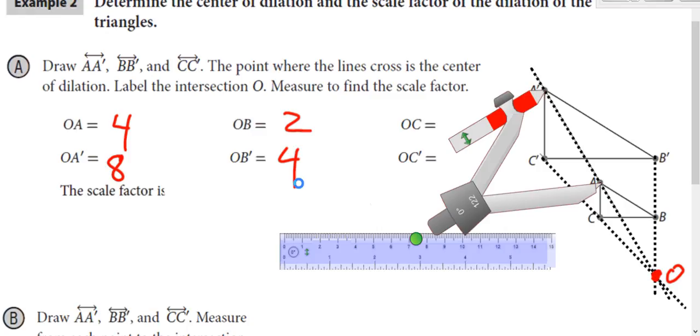And then from O to C and O to C prime, get something maybe around 2.5, and then from O to C prime, it's somewhere around 5. This was in centimeters. Also, if you used inches, it would be obviously different numbers.